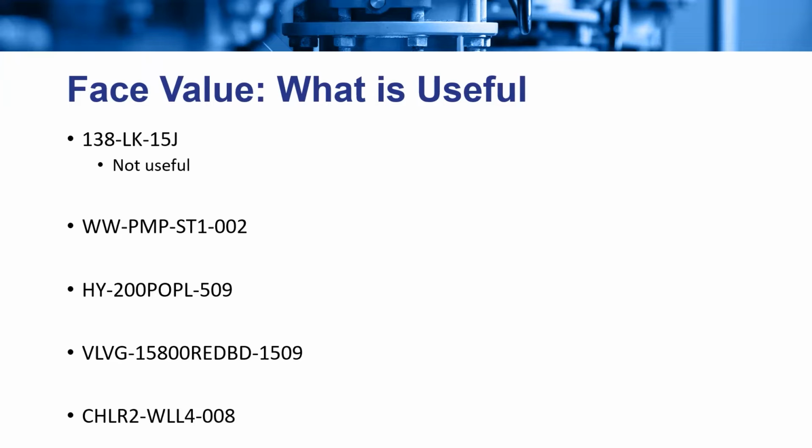for gathering more information. Finally, looking at a water production facility, CHLR is likely a chlorinator. WLL4, more likely than not, would indicate well number 4. And then 008 may be a serial number, meaning it's the 8th chlorinator at well number 4, or perhaps it's the 8th chlorinator that your utility has had over time. Each utility will end up with naming schemes that are unique to their particular situation, and we'll talk about that more coming up.